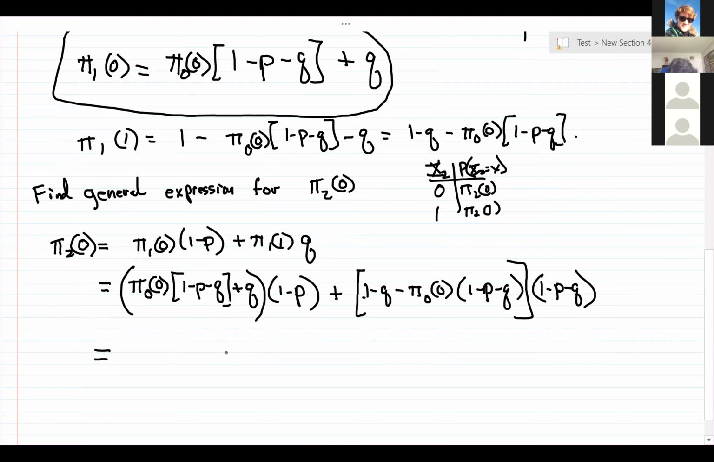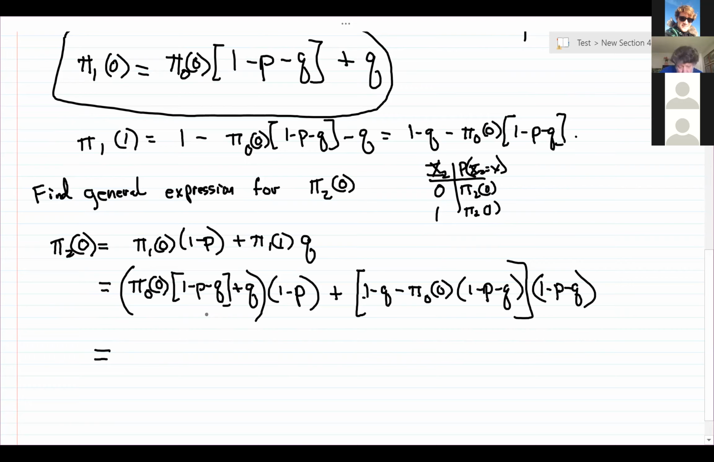Let's see. Yeah, okay. So there's a nice form of this where let's just look at what gets multiplied by pi 0. Okay, so here there's a pi 0. Hang on a second, I'm trying to figure out the nicest way to do this.